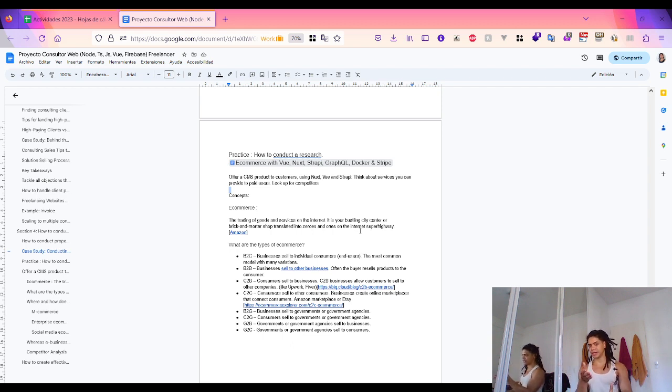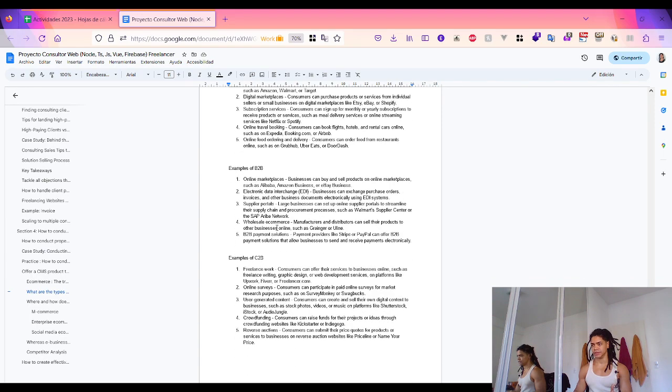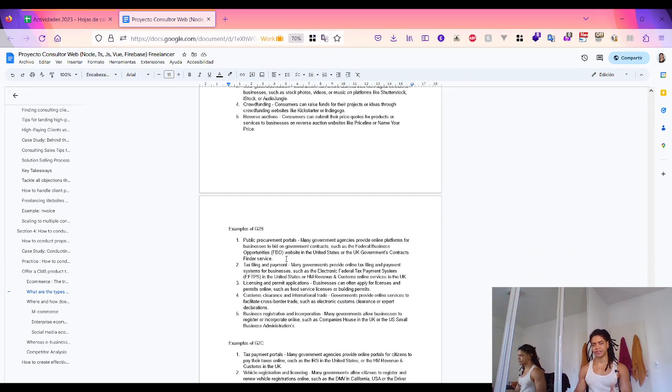Also, tax filing and payments. So government agencies provide online services. Here are a couple of examples: tax filing and payments. Many governments now provide tax filing and payment systems, such as the Electronic Federal Tax Payment System in the U.S. to streamline that process, or the HM Revenue and Customs online service from the UK.